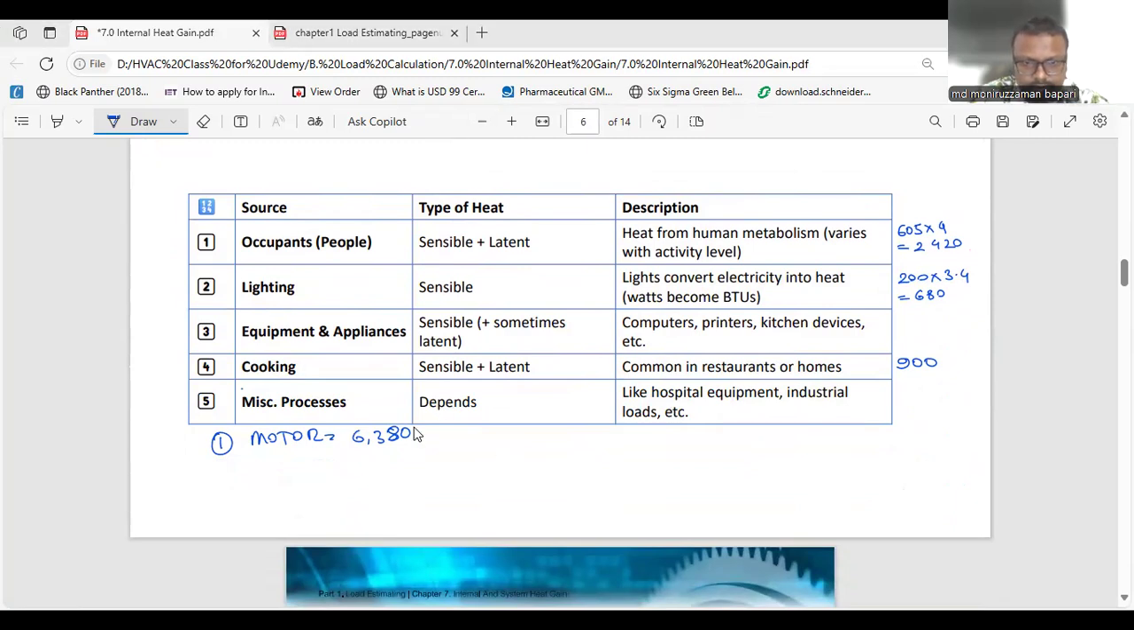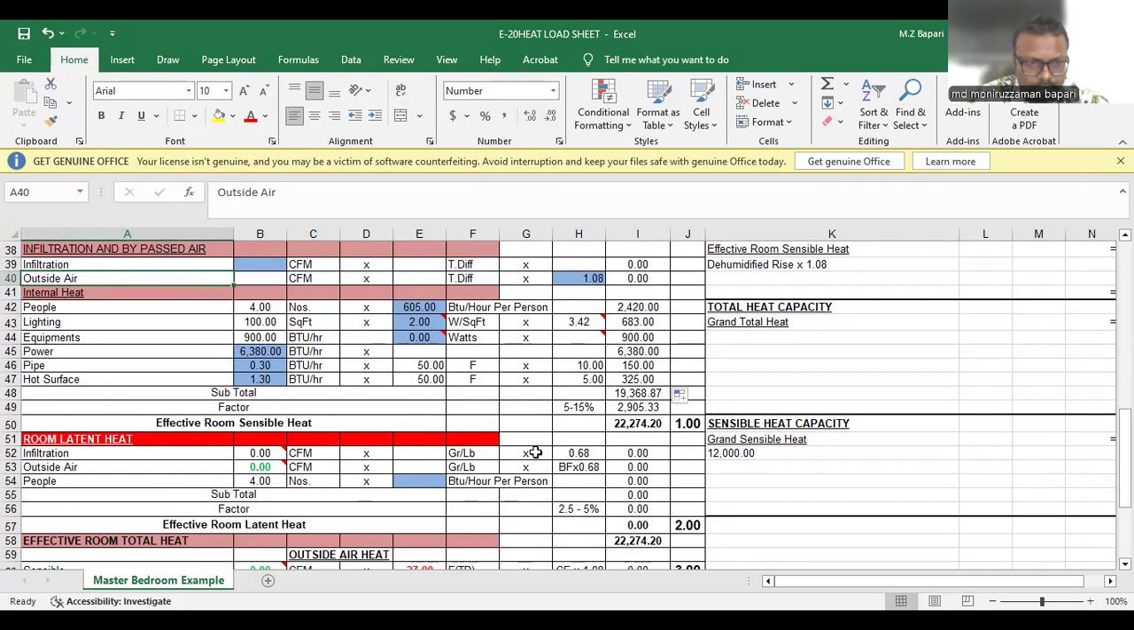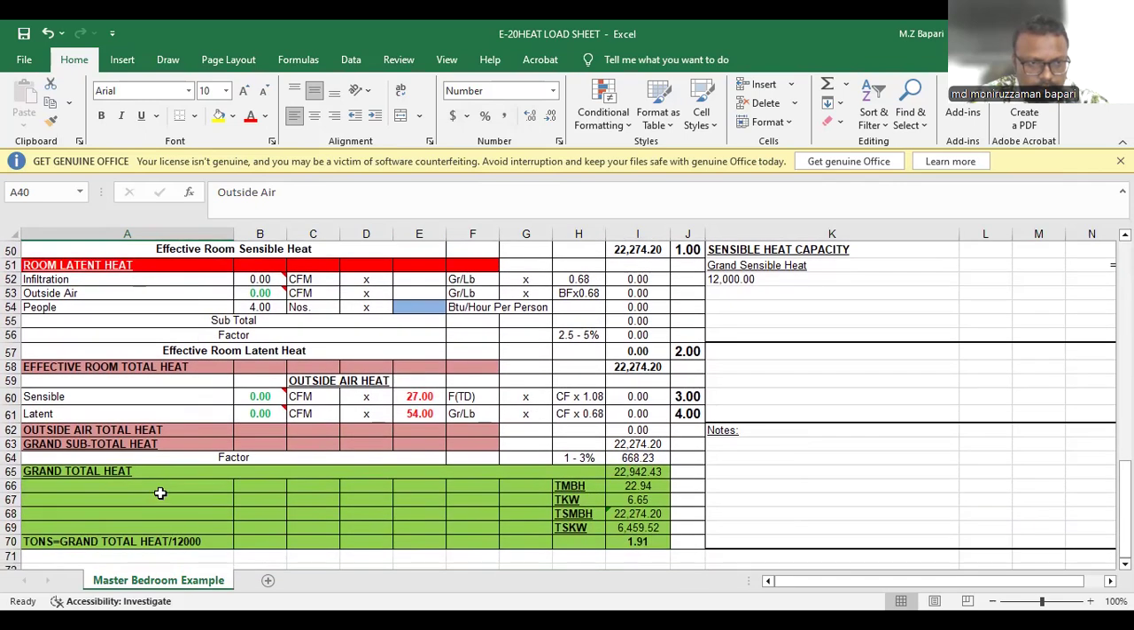Okay, that's it. By now, we have calculated the internal heat gain. Let's move on. We are going to talk about infiltration and outside air. And after that, we will go for the effective room sensible heat, this one, and the effective room latent heat.